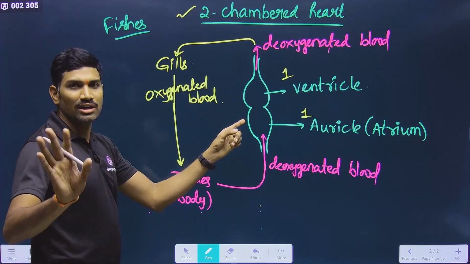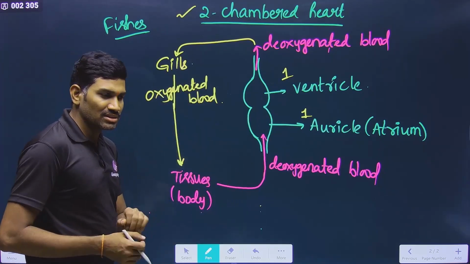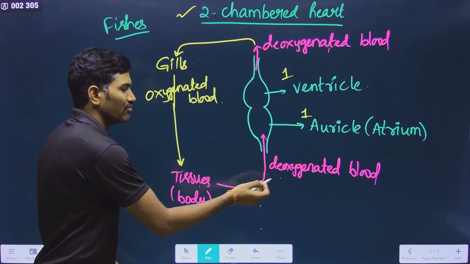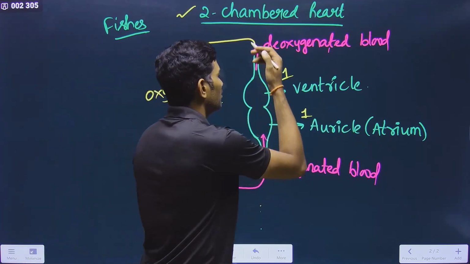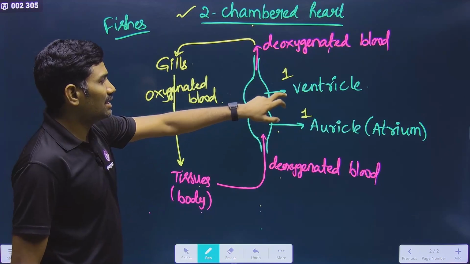It is not going to the heart again. Please observe carefully. It is directly supplied to the tissues. Tissues will utilize the oxygen and they will release the CO2, so that again they are forming deoxygenated blood. And this deoxygenated blood is coming to this one. So in this way, the 2-chambered heart has one auricle, one ventricle.